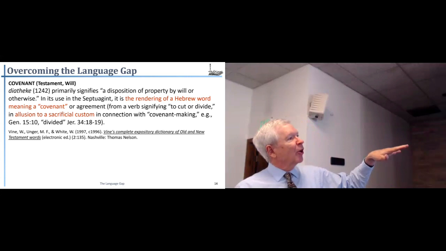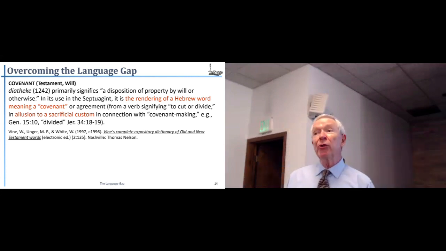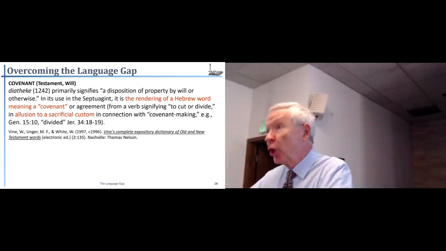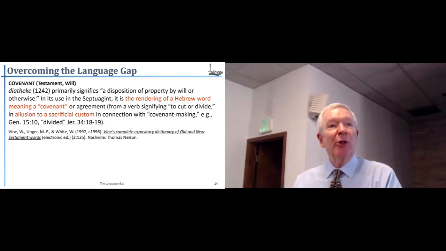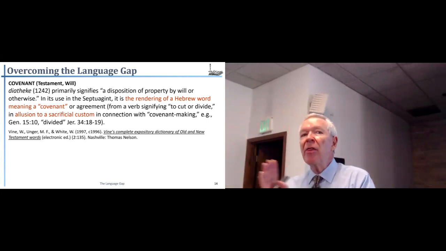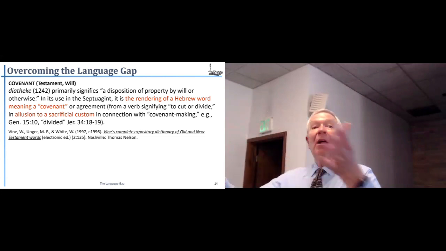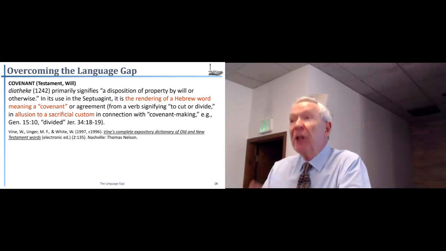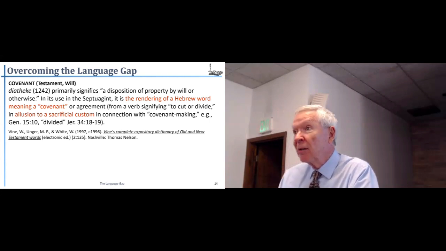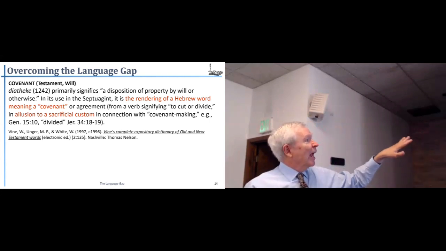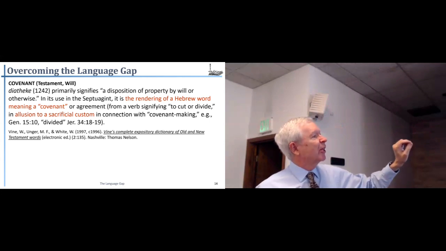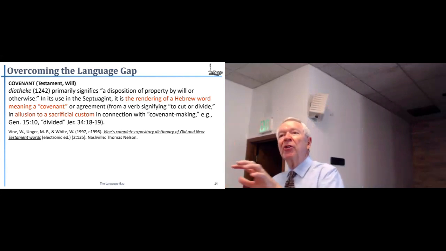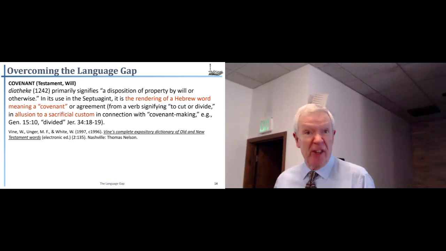It's an agreement, from a verb signifying to cut or divide. That's really interesting, because when you think about Abraham, when God made the covenant with Abraham, we go back and look at that description of a covenant. What did God tell him to do? He said to take these animals, cut them in half, and then the Spirit of God kind of moved between these covenant victims, these animals that were sacrificed for that covenant, right? So we get a little bit of a picture there. It's an allusion to a sacrificial custom in connection with covenant making. So it's not the last will and testament. It has to do with what you are making as a covenant.